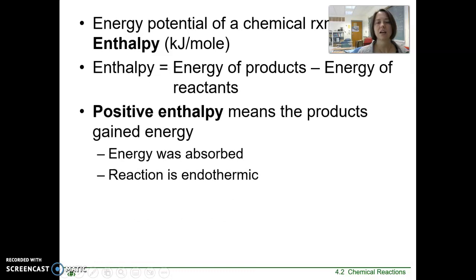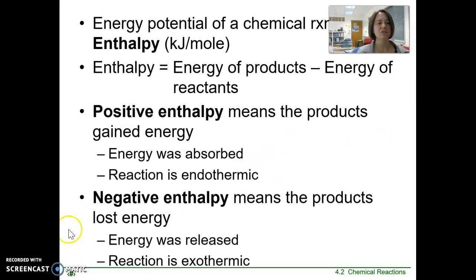So let's say it is a positive change. If the energy of the products is higher than the energy of the reactants, where you ended up is higher than where you started, when you subtract those two numbers, you're going to get a positive result. That means your energy of the products is higher, which means you gained energy. When energy is absorbed, remember we call that endothermic. So positive enthalpy means the products gained energy, energy was absorbed, and the reaction is endothermic.